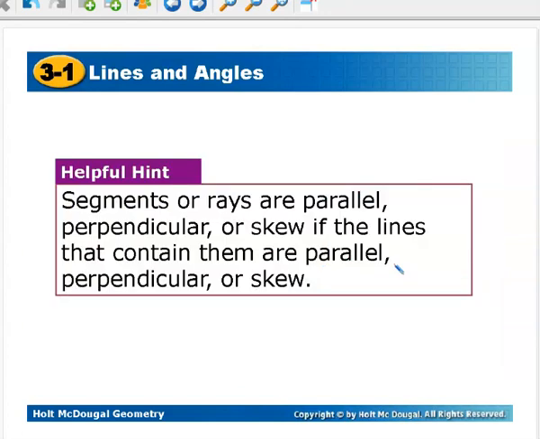All right, helpful hint. Segments and rays are parallel, perpendicular, or skew if the lines that contain them are parallel, perpendicular, or skew. So now remember, segments and rays are built from lines, and so if those lines that they're built from are parallel, perpendicular, or skew, the same is going to be true for those segments or rays.